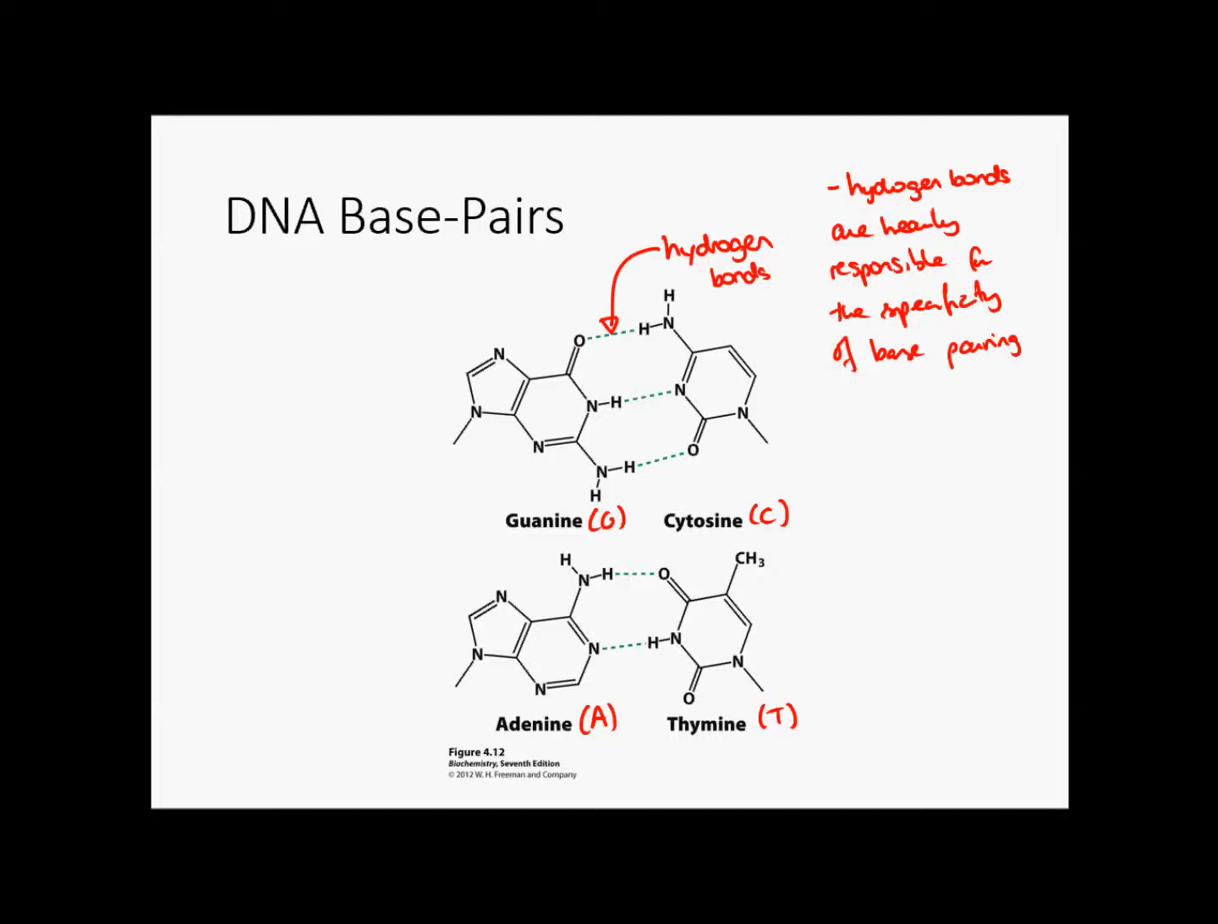Next is the fact that you've got 3 hydrogen bonds between guanine and cytosine, whereas you've got 2 between adenine and thymine. Thirdly, you should note that there's no thymine in RNA. However, uracil can base pair with adenine, similarly to thymine. So it can take the place of thymine in base pairing with adenine.